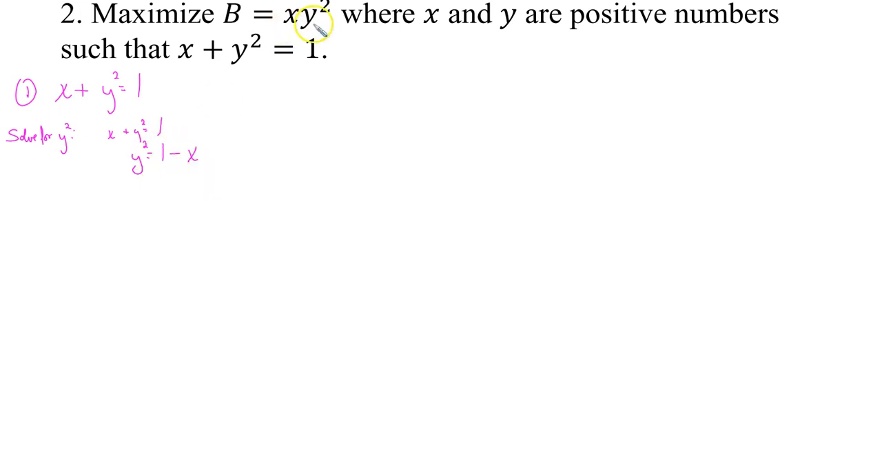And then I'm going to only have, again, one variable in here. So the next step in this process is to take my objective function b. So b is equal to x times y squared, and in place of y squared, I'm going to substitute this expression that I found. So we'll just highlight this here. y squared is equal to 1 minus x, and so in place of y squared, I'm going to drop in the expression 1 minus x. So now my objective function b is equal to x minus x squared.